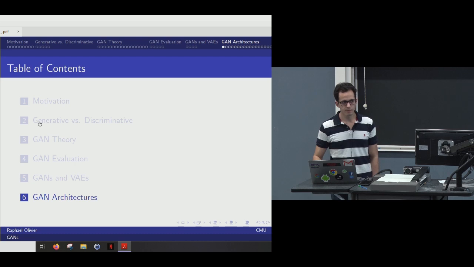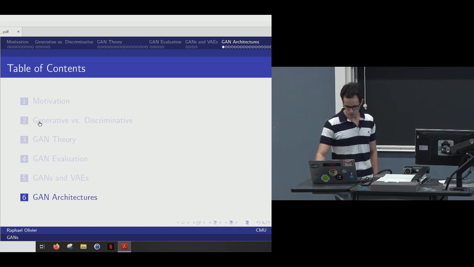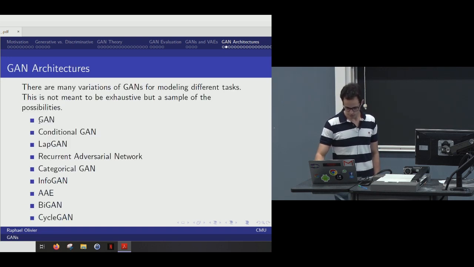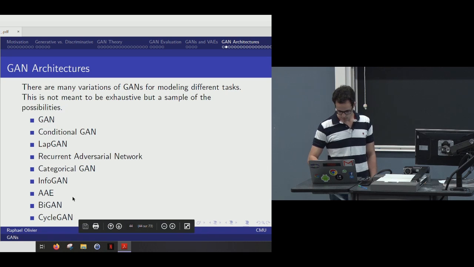No questions on that? Cool. So we can spend the next 30 minutes talking about some cool architectures over GANs. That's the list. Depending on how fast I go, I may have to skip one or two, but we'll see.